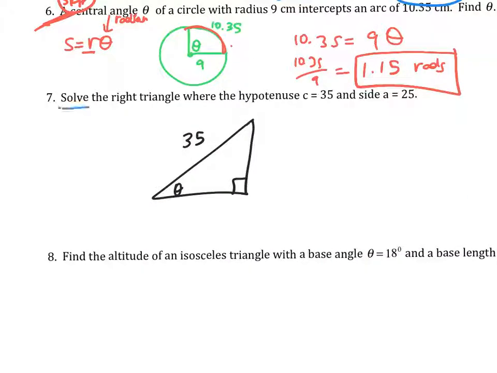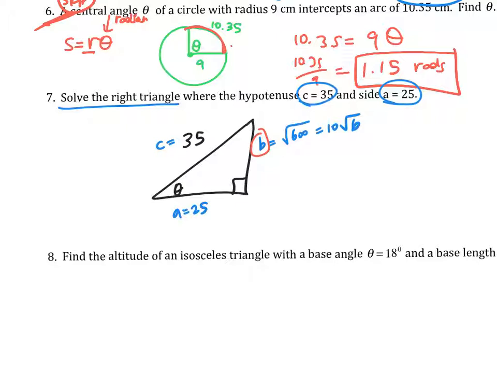Okay, the next one says to solve the right triangle. That means find all the missing parts, whether it's angles or side lengths, where the hypotenuse C is 35 and the side A is 25. So I'll just go down and label that C and A. You can make either one A, right, and then the other one's going to be B. If you use the Pythagorean theorem, you're going to end up with square root of 600, which gives you 10 root 6. Okay, so note that I've solved for all the sides. I really just had to solve for side B, the missing side, and that was 10 root 6.